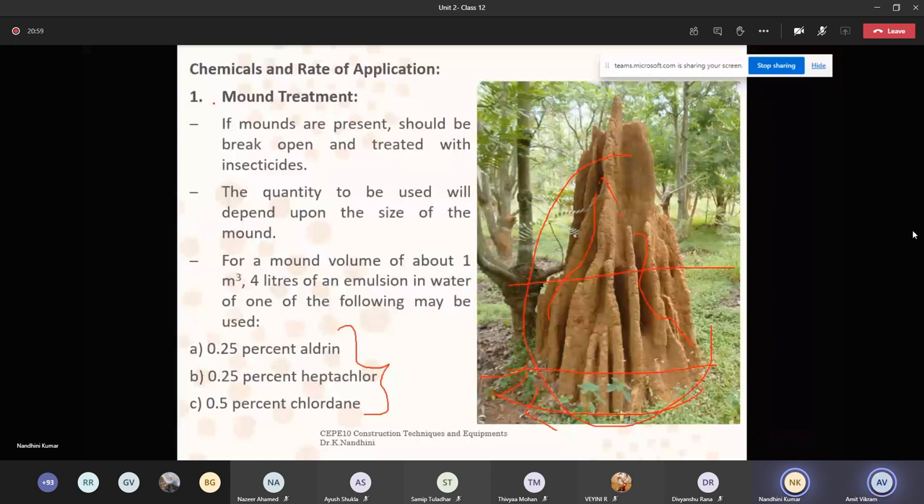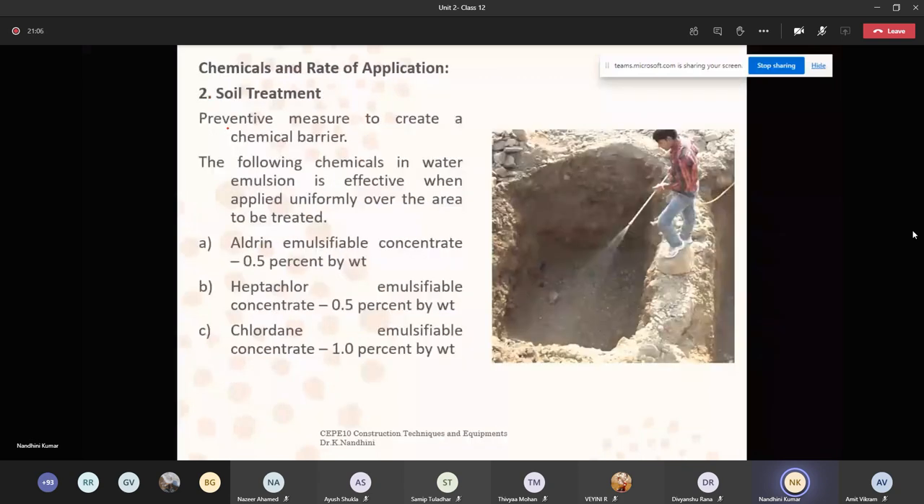Soil treatment is a preventive measure to create a chemical barrier. This is the initial step. Before laying your foundation, you will dig the soil, and at that time itself you will give a spray coat over it. Using either sprayers or pressure guns, you will give the first chemical attack. The quantity of growth depends on the soil only. So you are going to spray it.